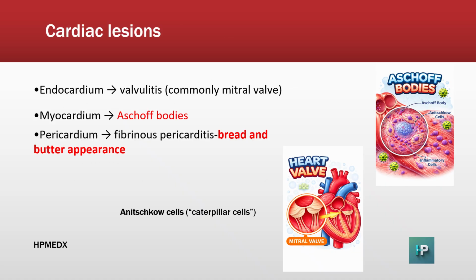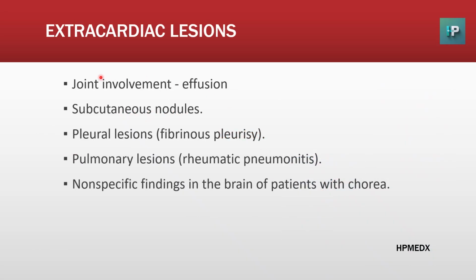And then extracardiac lesions. Here, joint involvement, subcutaneous nodules, pleural lesions like fibrinous pleurisy, pulmonary lesions like rheumatic pneumonitis, and some non-specific findings in the brain of patients with chorea.